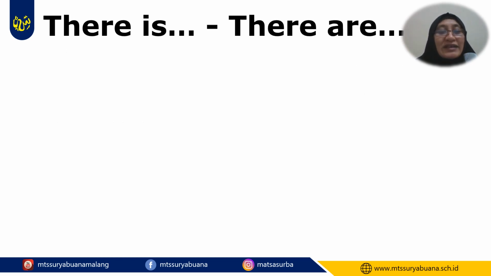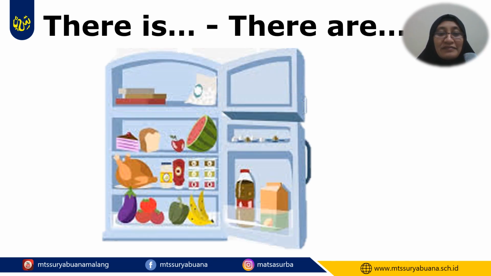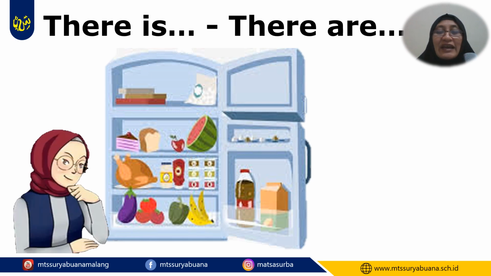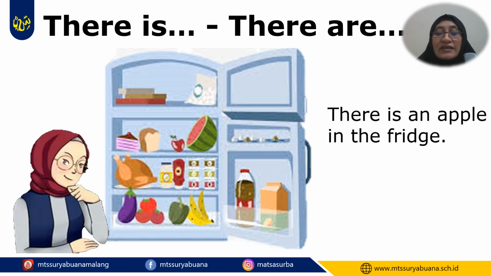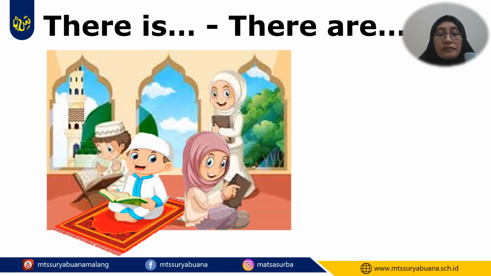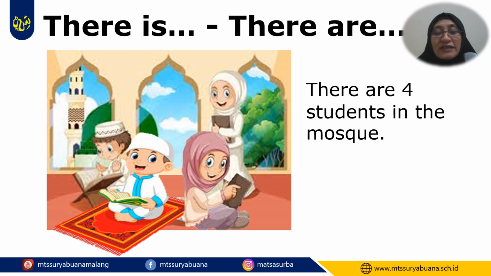Now let's move on to the discussion of the use of there is or there are. Okay, let's have some examples of sentences. There is an apple in the fridge. It means that an apple is in the fridge. There are 4 students in the mosque. We can also say 4 students are in the mosque.